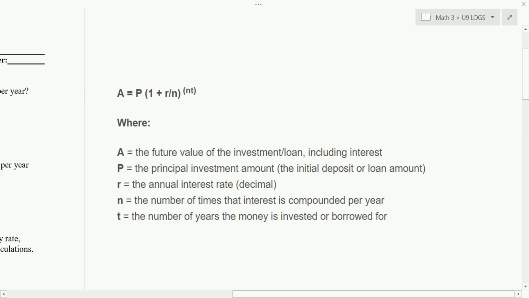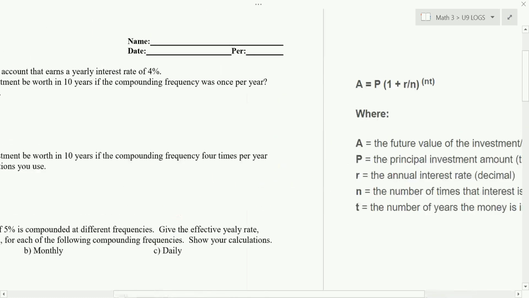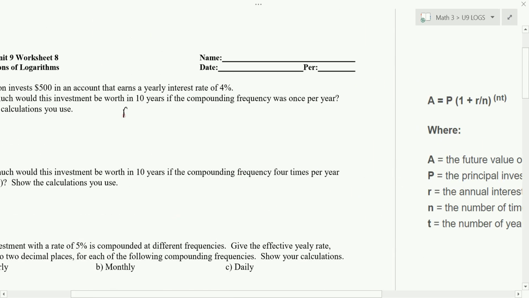where A represents the future value of the investment, P represents the principal investment amount, R represents the annual interest rate, N the number of times that interest is compounded per year, and T is the number of years the money is invested or borrowed. And important to notice, R needs to be in decimal form, not percent. So A equals P times 1 plus R over N to the power of NT.